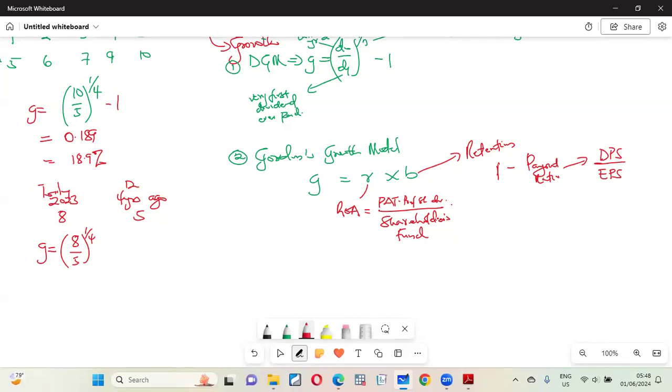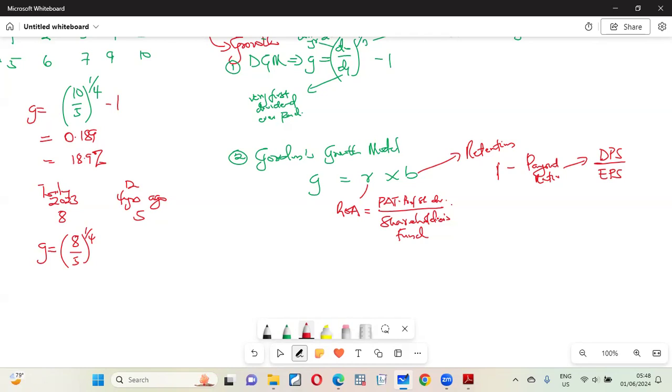And I want to make it simple so that you don't memorize formulas, so that when you go into the exam hall and you forget, you don't have a problem. The meaning of payout ratio is how much you are paying me from how much I have earned. So it's DPS over EPS. All right, basically, that is that.